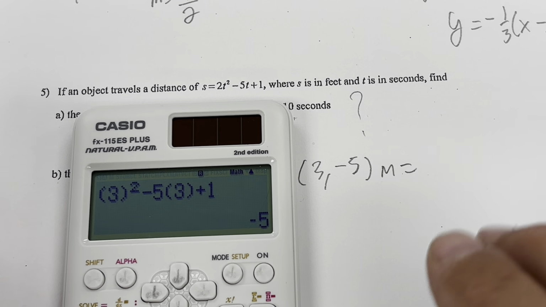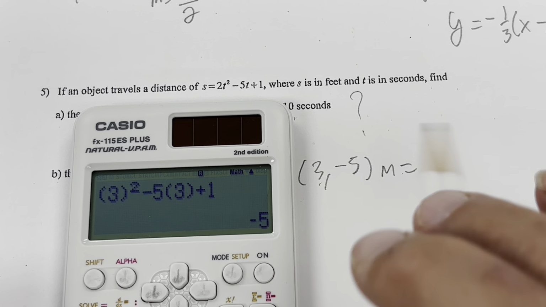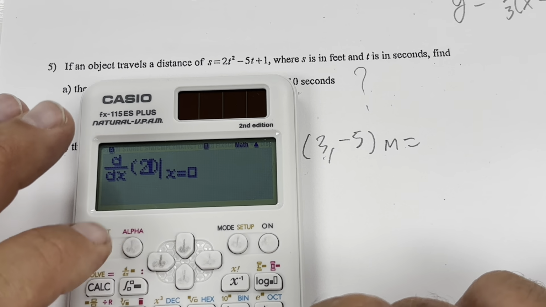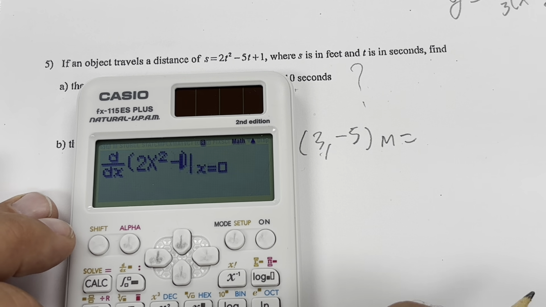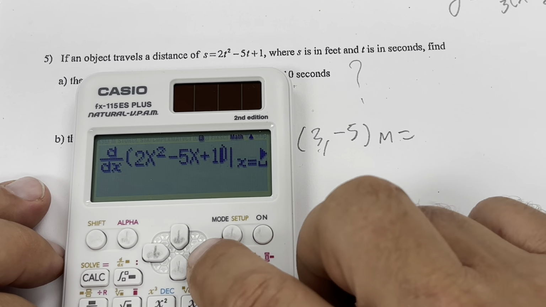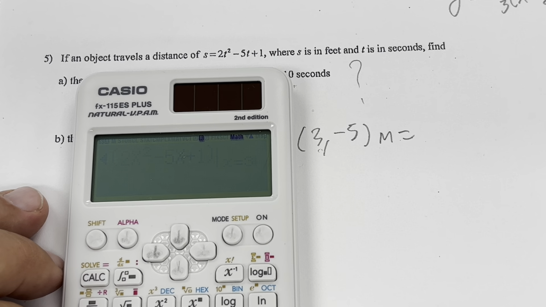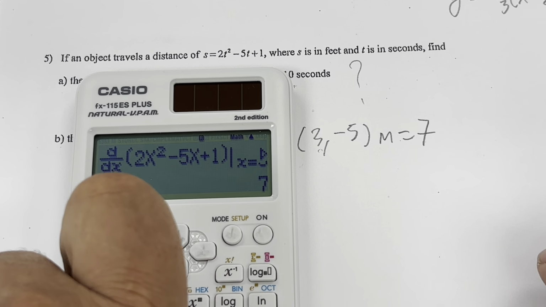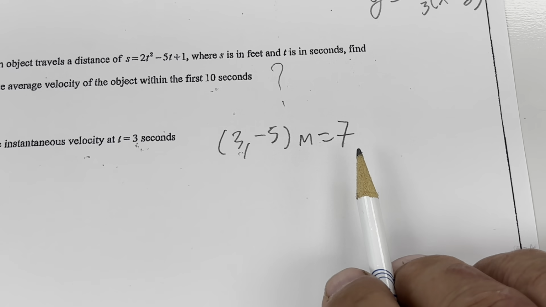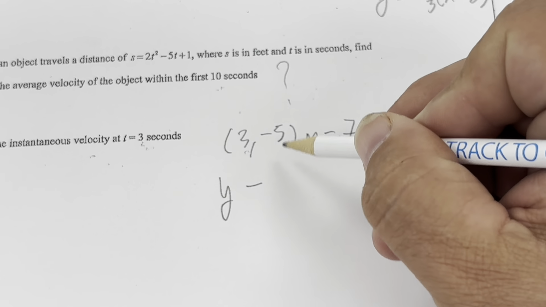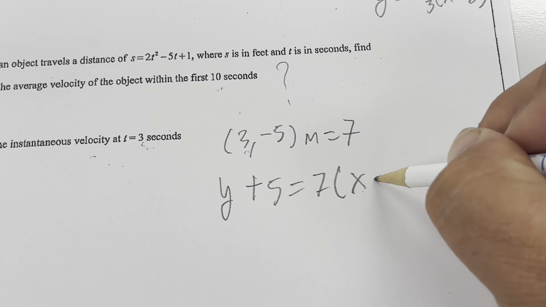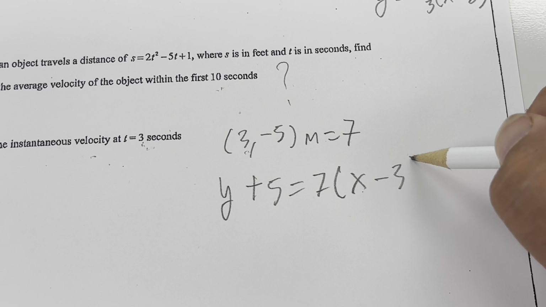Now if I want to find the slope at that point of 3, I'm going to do the derivative button. So shift derivative button. And we're going to type in 2 alpha red x squared minus 5 alpha red x plus 1 at x value 3. And it'll give us the derivative of 7, which is the slope. You could have done the power rule and then plugged in 3. It should have also given you 7. So y minus y sub 1 equals m times x minus x sub 1. And that's all you should need.